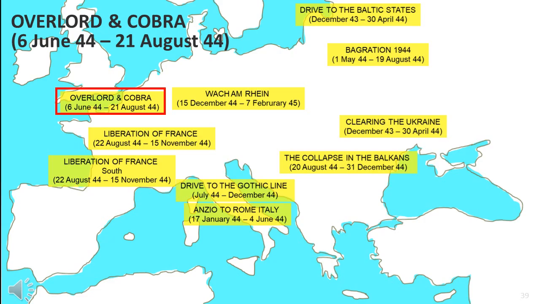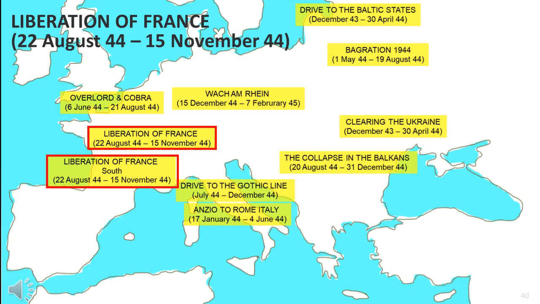The first started in June 1944 and ended in August 1944. This was then followed up by the breakout and pursuit of the German forces in France, which included the invasion of southern France. This started at the end of August and ended roughly in November 1944.